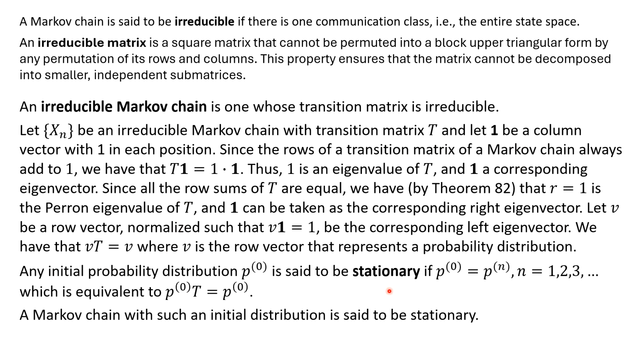Then the related concept is this idea of a stationary probability. If you have a probability, which we can make the initial probability of a Markov chain, and it has this property here that the initial probability equals the probability after 1, 2, 3, 4, n steps, then we say that the probability distribution is stationary, and that's equivalent to this, which you notice is the same as what we have here. A Markov chain with such an initial distribution is said to be stationary. So I'll show you an example of this on the next slide.